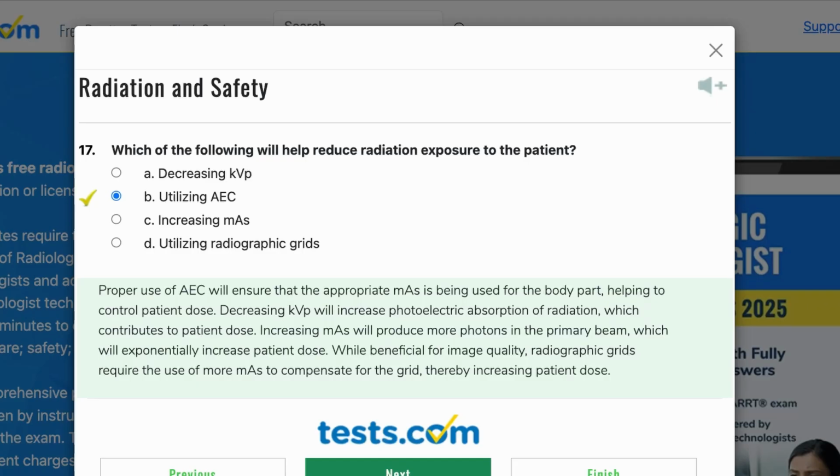Decreasing kVp will increase photoelectric absorption of radiation, which contributes to patient dose. Increasing mAs will produce more photons in the primary beam, which will exponentially increase patient dose. While beneficial for image quality, radiographic grids require the use of more mAs to compensate for the grid, thereby increasing patient dose.